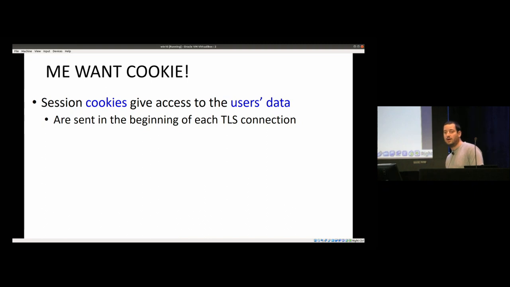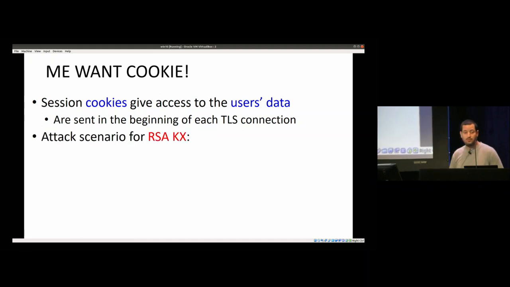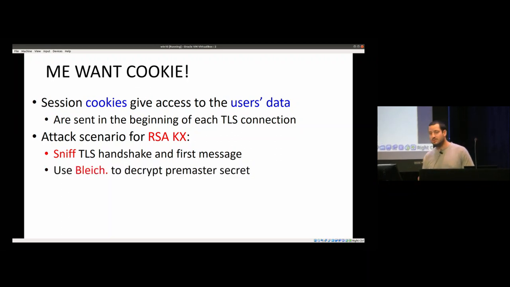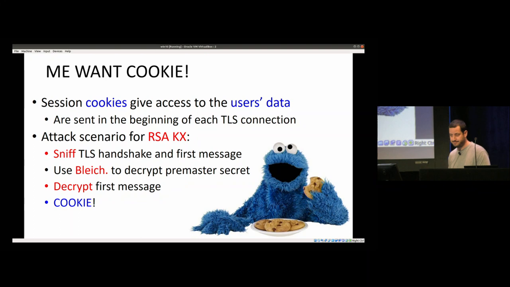And the point is that if we are able to steal someone's cookies, we can just access the server and get all of the information out of the cloud. We don't actually need to break the connections and try to monitor all of the communication. So the attack scenario for RSA key exchange is relatively simple. What we're going to do is try to sniff the TLS handshake and the first message that is sent. We're going to use the Bleichenbacher type of attack to decrypt the pre-master secret that is sent in the TLS handshake. We're going to use it to decrypt the first message, and we're going to get a cookie.